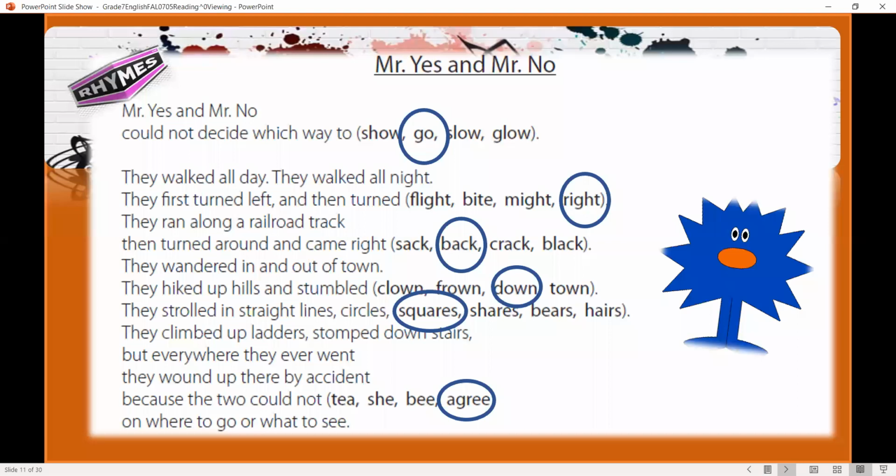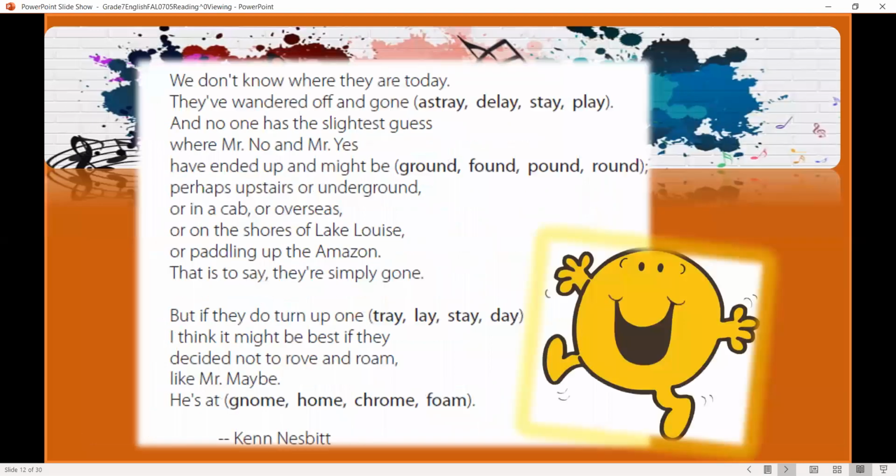Pat pat. Oh, here's the next part of the poem. We don't know where they are today. They wandered off and gone astray. Which one do you think? Here we go. They wandered off and gone astray, and no one has the slightest guess where Mr. No and Mr. Yes have ended up and might be. Is it ground, found, pound, or round?